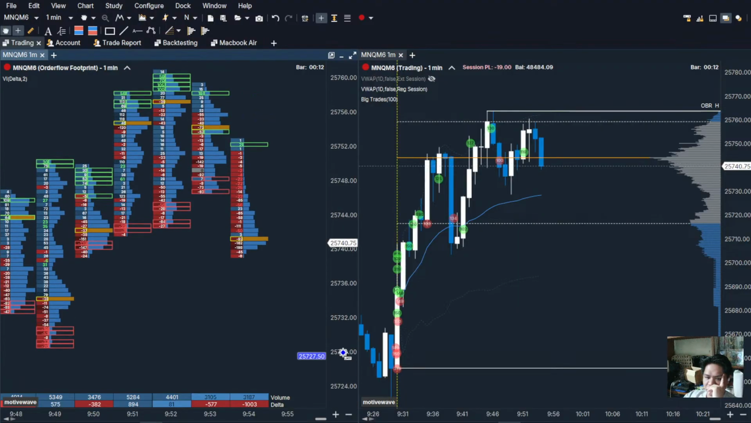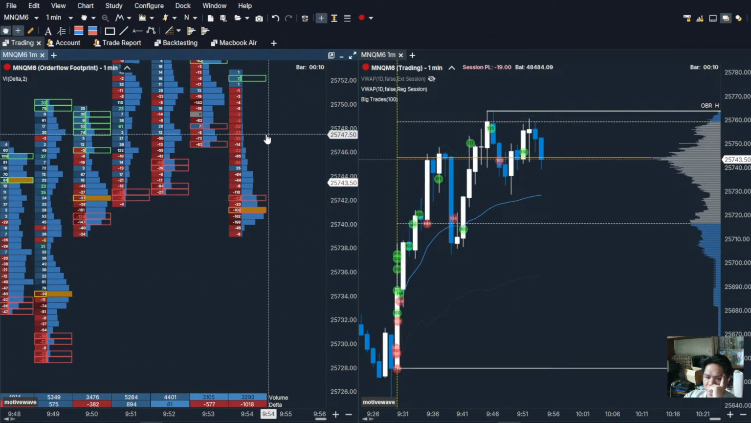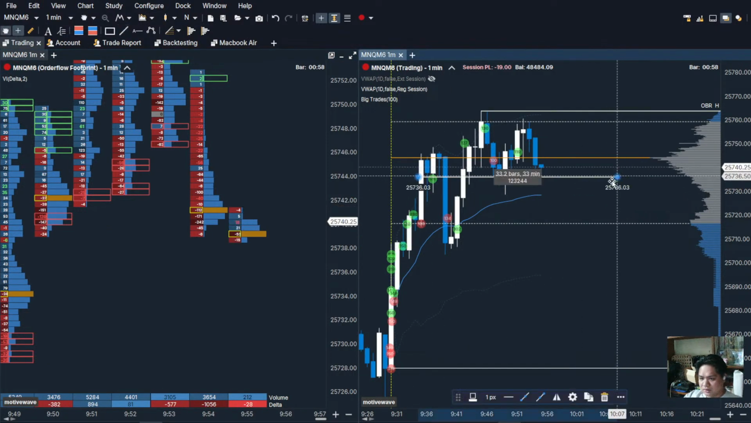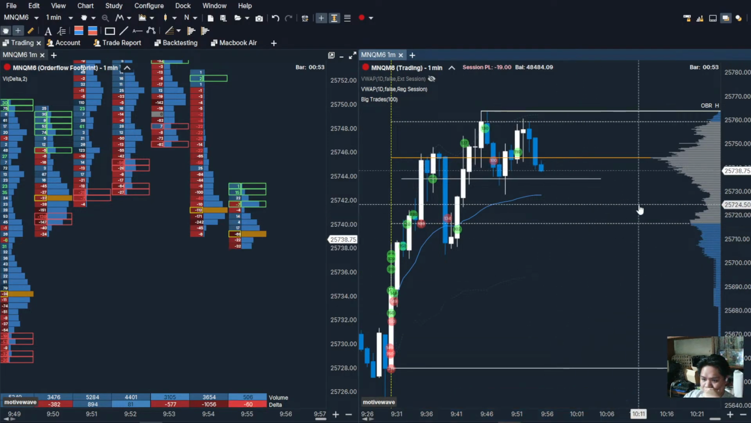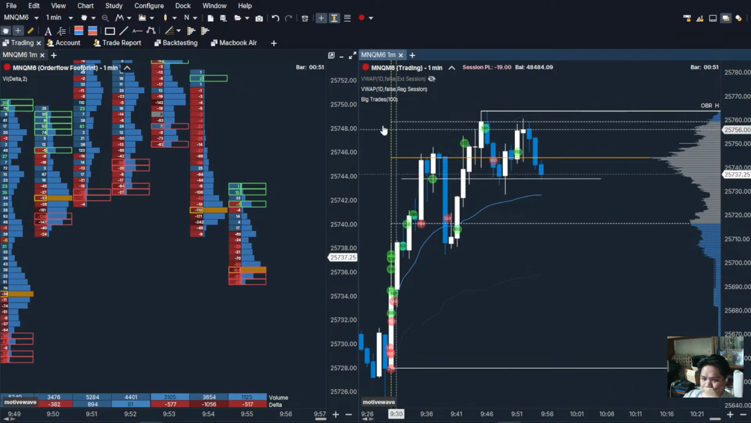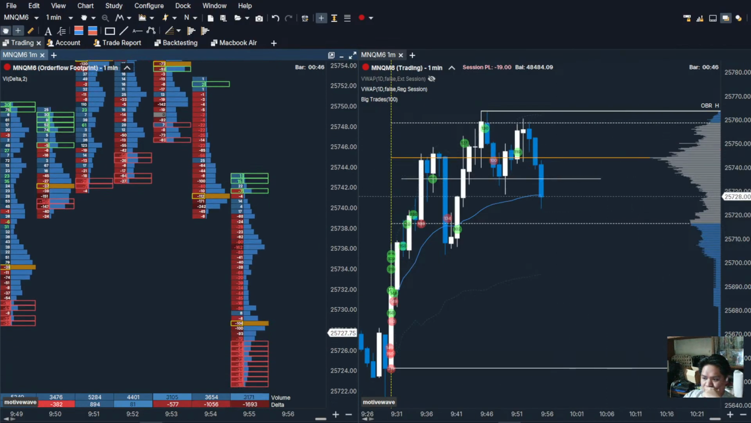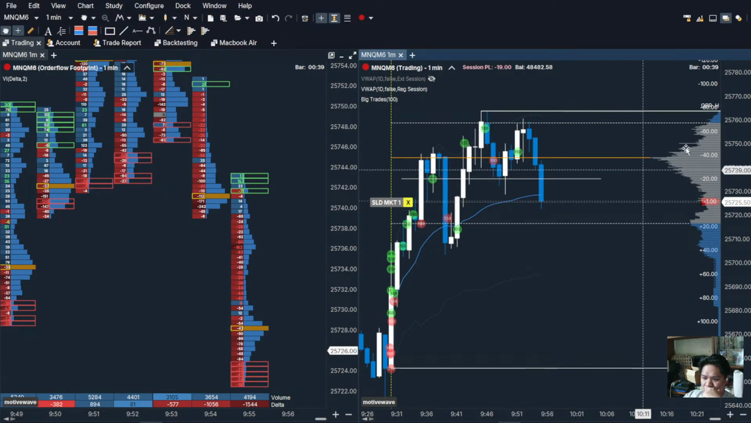A lot of buyers stepping in as well in the footprint chart. A lot of imbalances as well. So for me, the game plan is for us to break below this level, these two levels. Let's do a sell here.